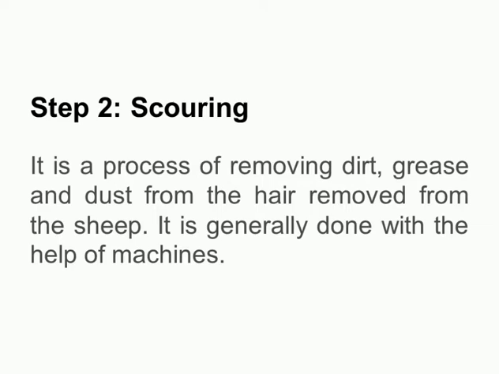Now, step 2 in the process is called scouring. So what is the meaning of it? It is a process of removing dirt, grease, and dust from the hair removed from the sheep. It is generally done with the help of machines.